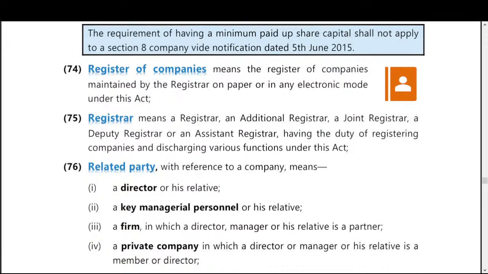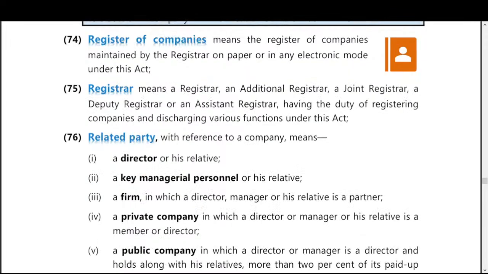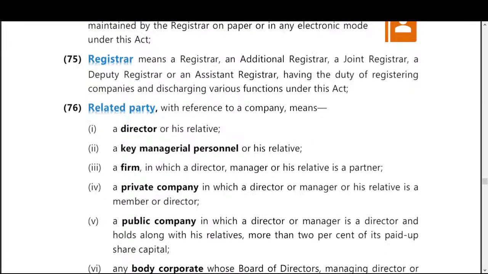Related party, with reference to a company, means a director or his relative, a key managerial person or his relative, a firm in which a director, manager, or his relative is a partner, a private company in which a director or manager or his relative is a member or a director, a public company in which a director or manager is a director and holds along with his relative more than 2% of its paid up share capital.